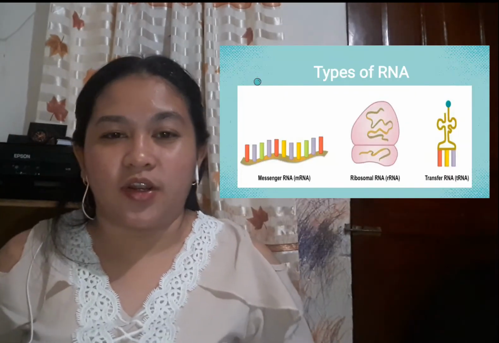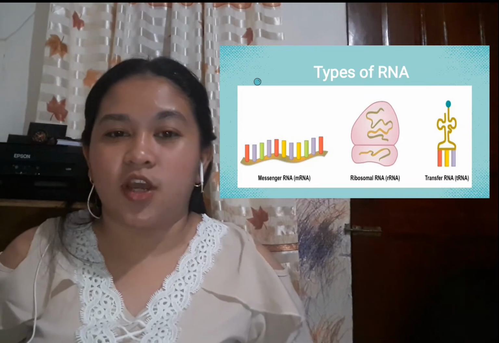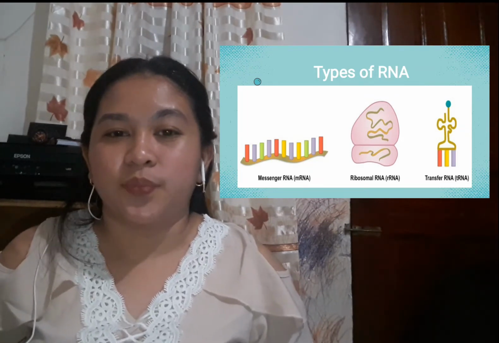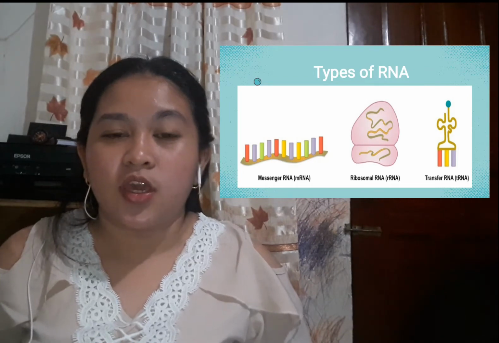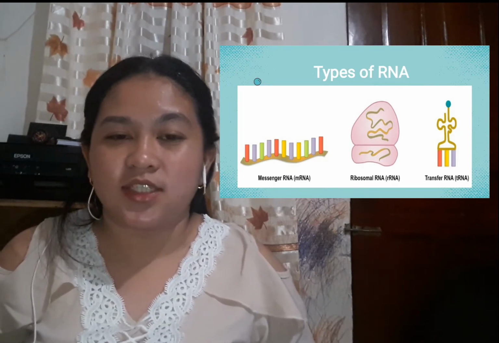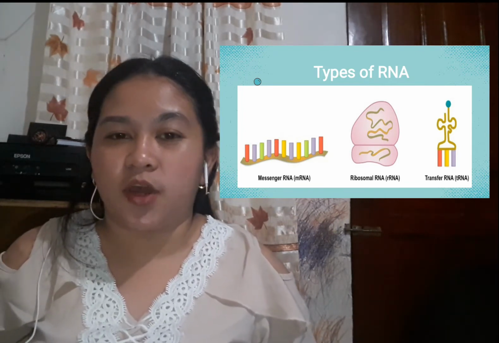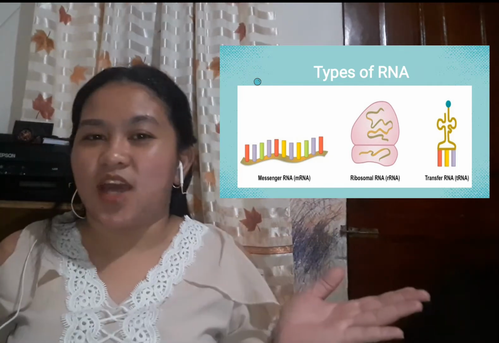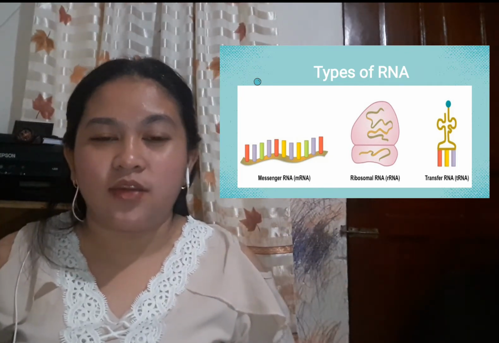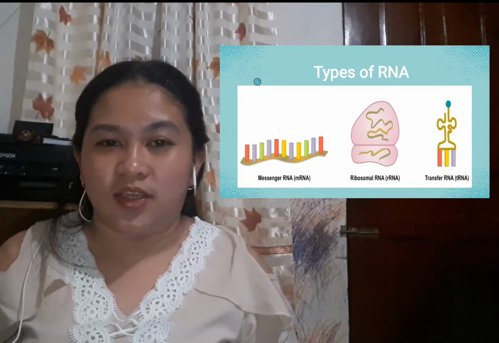There are three types of RNA. The first one is the messenger RNA that carries copies of DNA. The second one is the transfer RNA, which transfers amino acids. And lastly, the ribosomal RNA, which makes up the ribosomes. This is how they look like. These are the messenger RNA, transfer RNA, and ribosomal RNA.